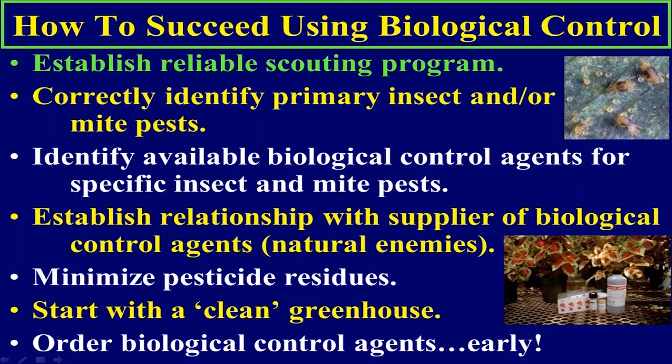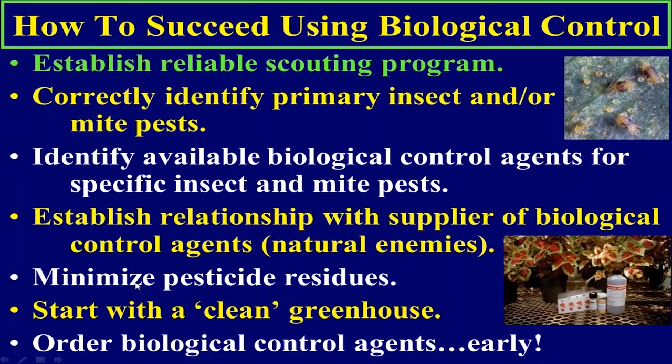So, how to succeed using biocontrol? I've talked about the agents. I've talked about introduction. First of all, you have to establish a reliable scouting program. I'll dwell more on this in my lightning round. You have to correctly identify the primary insect or mite pest. You have to identify available biocontrol agents for specific insect and mite pests. You want to establish a relationship with a supplier or distributor of biocontrol agents.